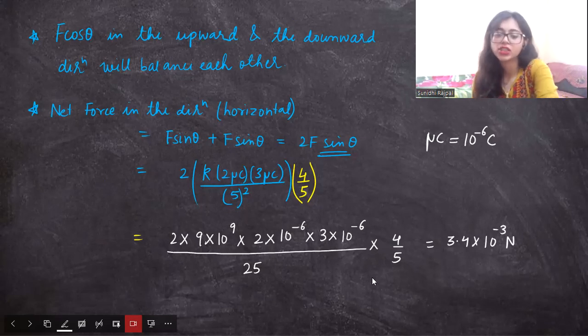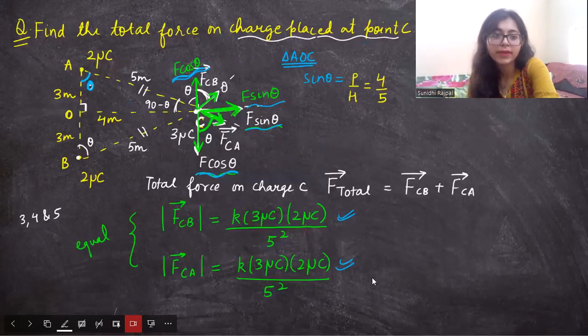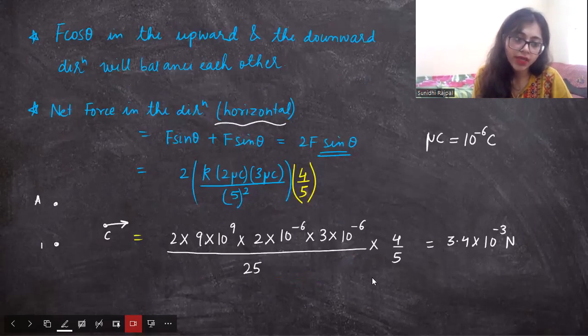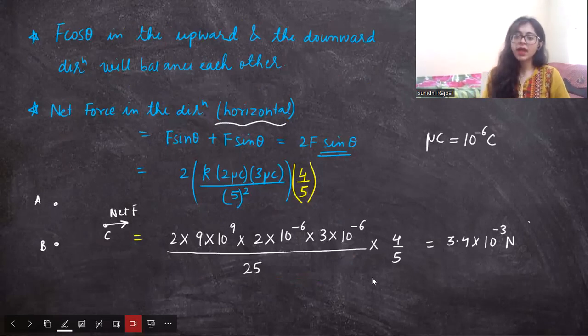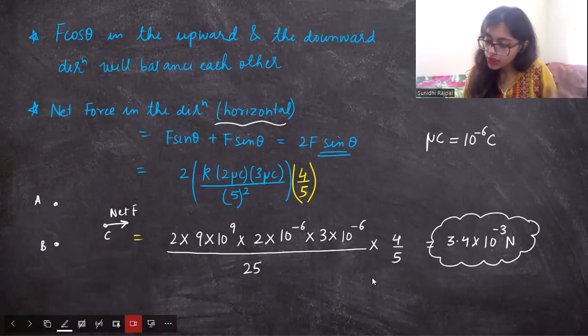And it is along which direction? It is in the horizontal direction away from both the charges. The two charges here are A and B, and the force is going away from them, and it is in this direction. The net force is in this direction. So you can draw a small diagram to show the direction of your net force. And what is the magnitude of the net force? The magnitude of net force, when you calculate, will be 3.4 into 10 raised to power minus 3 Newton. So this is your solution of the question.